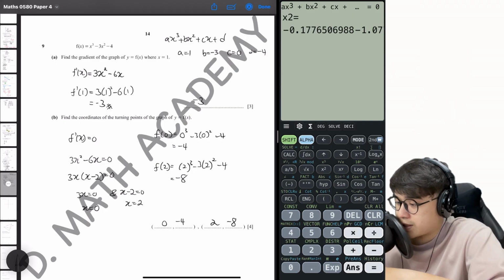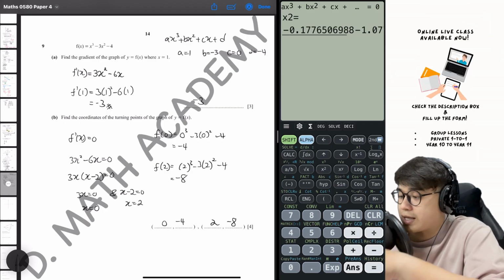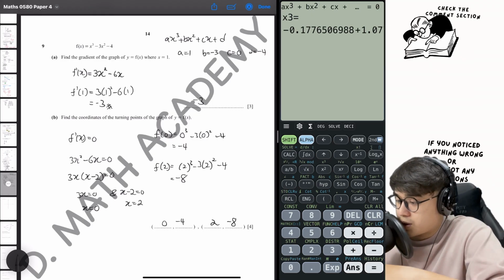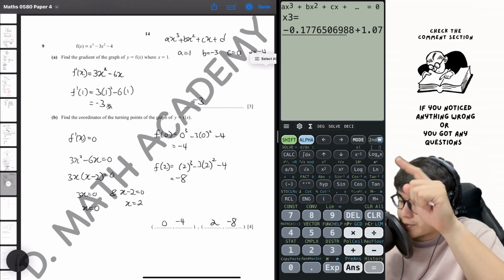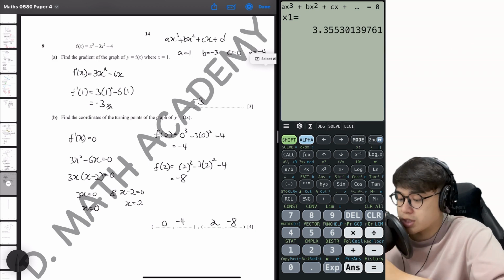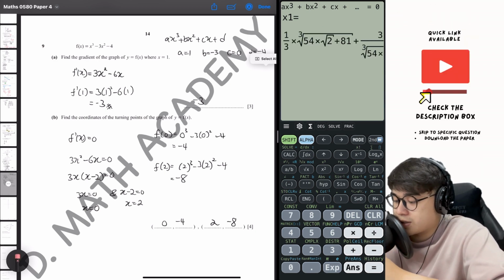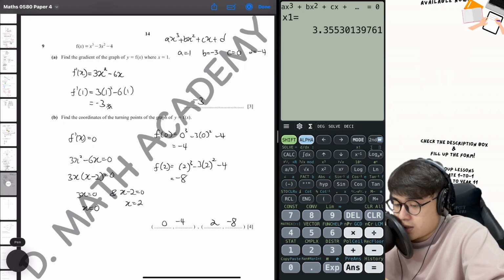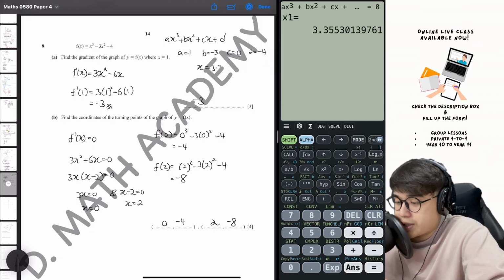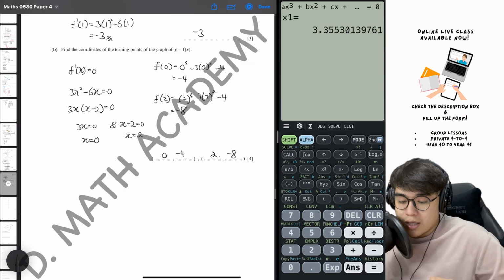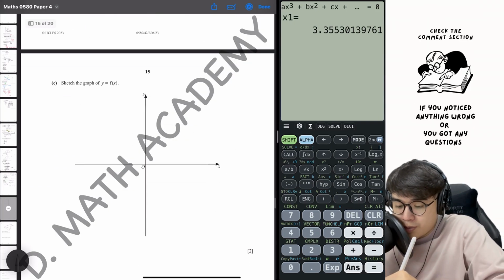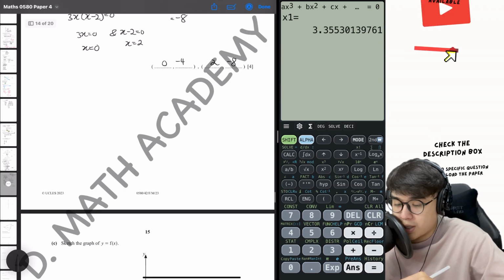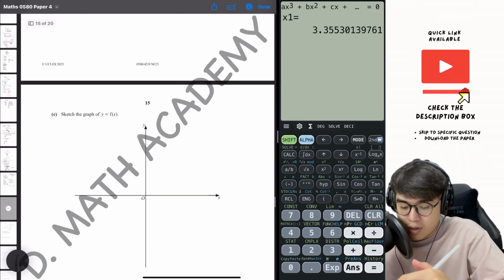Then for the rest, there's an I there. I means that it didn't touch. And to verify the last one, there's also an I there, which means I only have one intersection. And this intersection is at 3.36. So I will label 3.36, and the turning point is 0, -4.